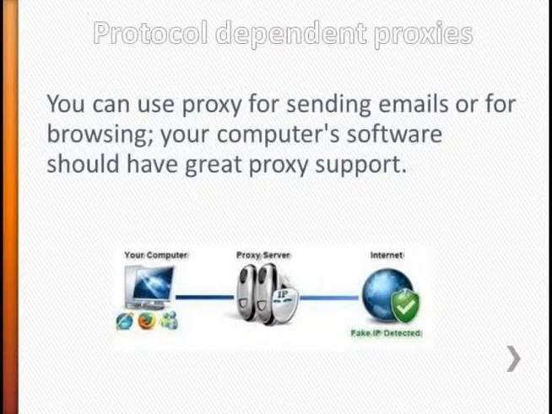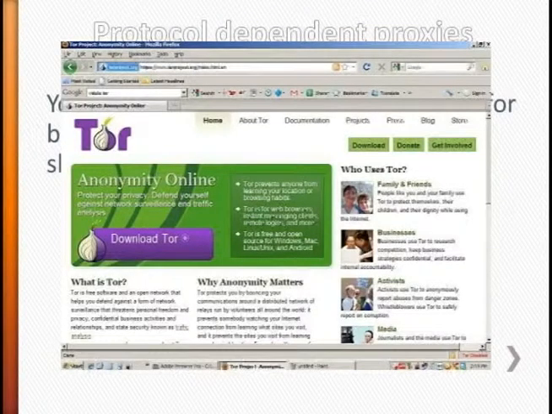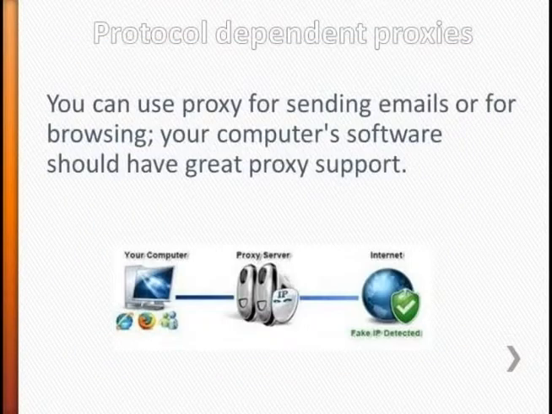Protocol-dependent proxies are a great way of surfing anonymously. You can use a proxy for sending emails or for browsing. This type of anonymous browsing is very popular these days. The main disadvantage of this technology is that it is dependent on the protocol. Therefore, your computer software should have great proxy support. The technology is not hard to use, as you just have to adjust the browser settings. It helps at hiding the real IP, and therefore your browsing will be done anonymously. You will, of course, benefit from increased security this way.